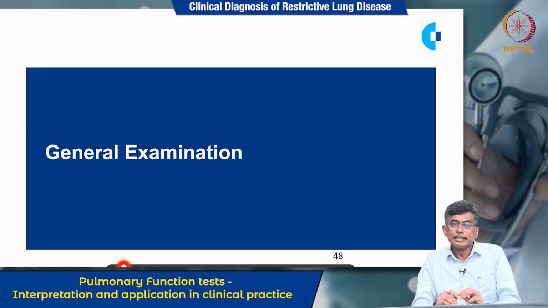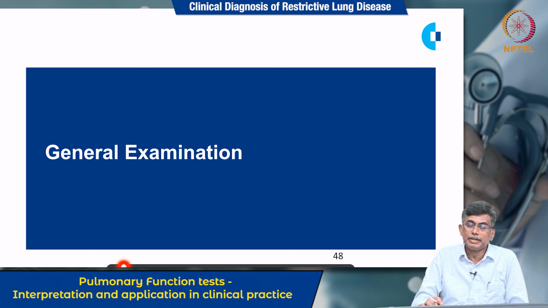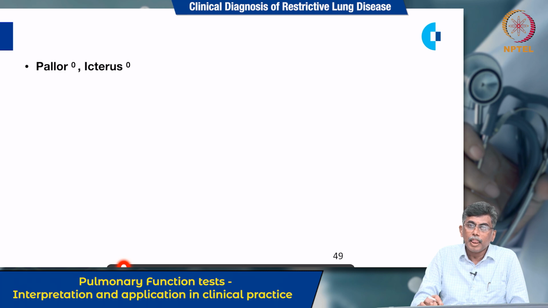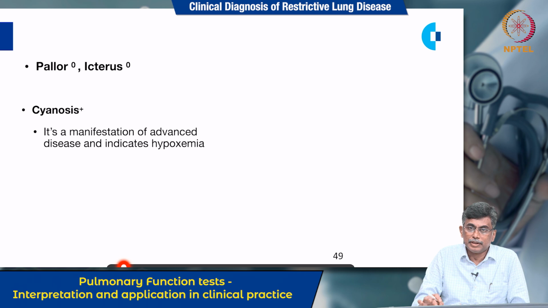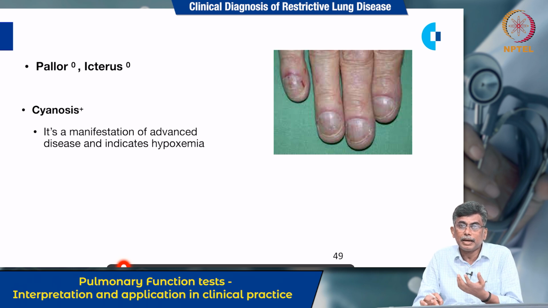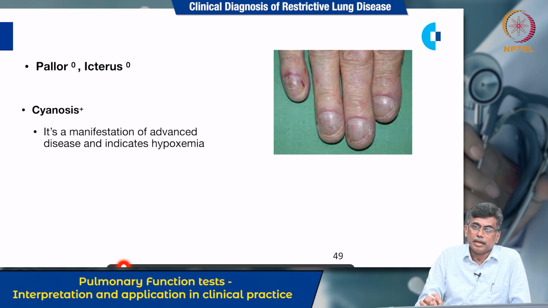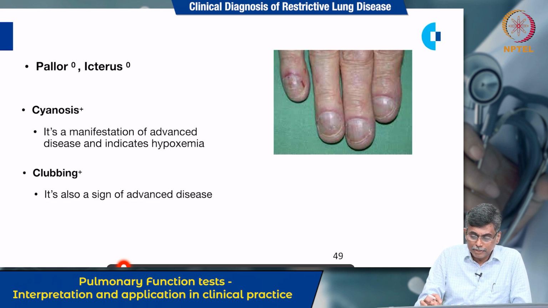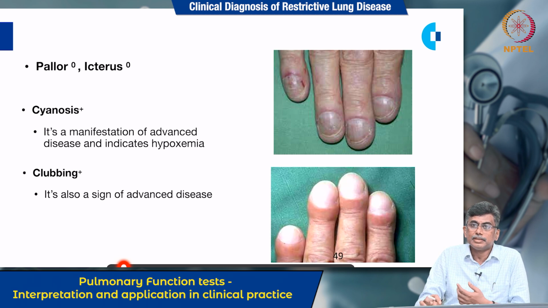Now coming to the general examination, what features will you have in patients with restrictive lung disease? Generally there is no pallor or icterus, but you can have cyanosis. Cyanosis is bluish discoloration of the skin and the mucous membrane due to an increase in reduced hemoglobin. In parenchymal restrictive lung disease, there is a problem with gas exchange, and because of that the reduced hemoglobin can increase, and cyanosis is the manifestation of advanced restrictive lung disease.